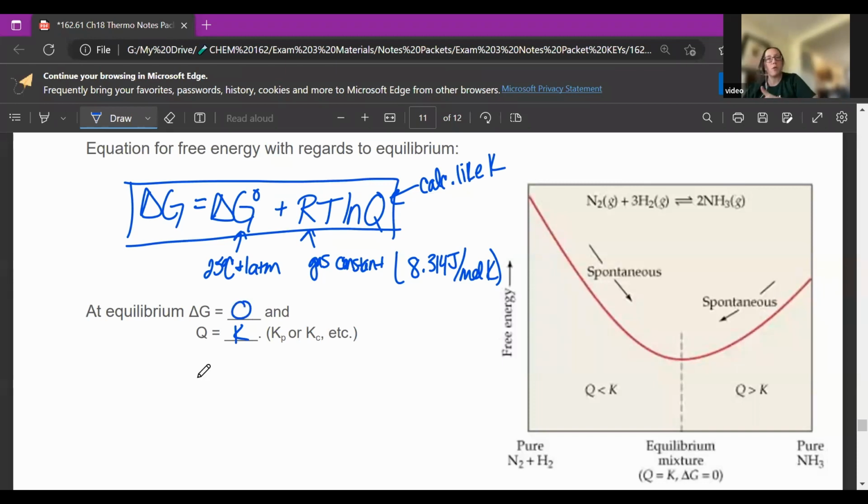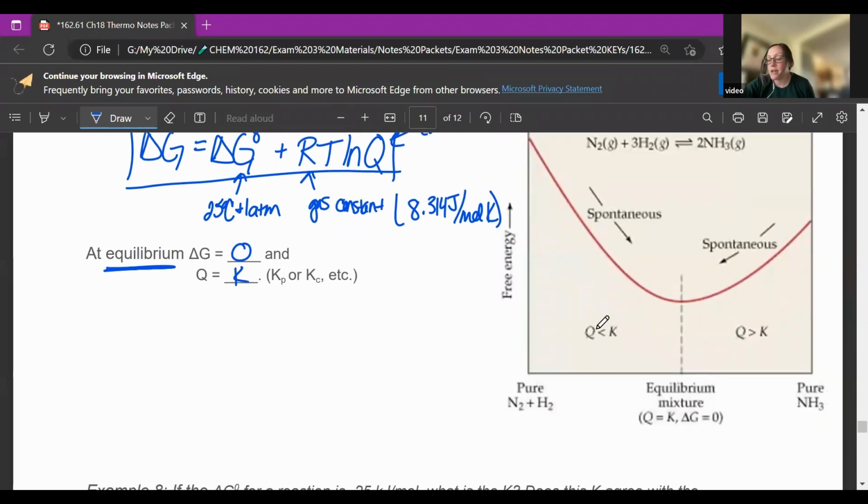It's not favored to move one way or the other. So delta G equals 0 also means at equilibrium. If we're at Q equals K or at delta G equals 0, both indicate equilibrium. This little graph shows how these things go together. At equilibrium, neither the forward nor the reverse reaction is spontaneous. If Q is K, delta G is 0, you're at a standstill. Forward and reverse reactions are happening at the same rate, so one doesn't overpower the other.